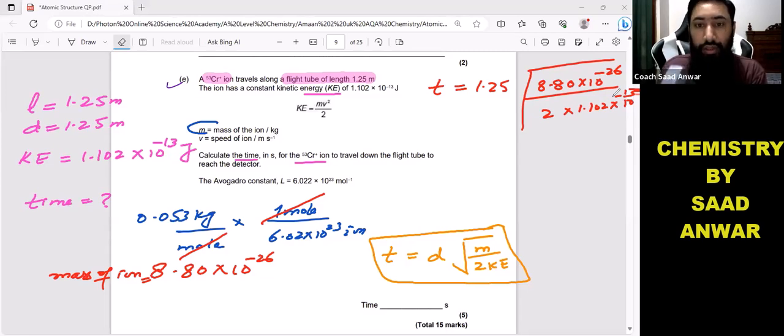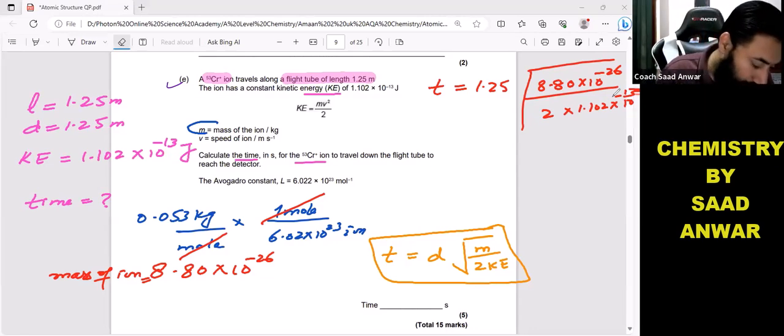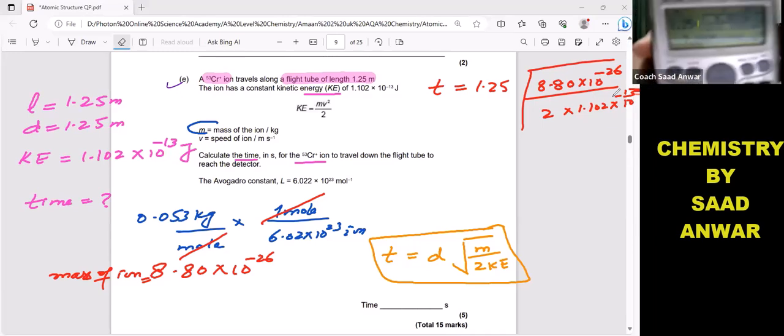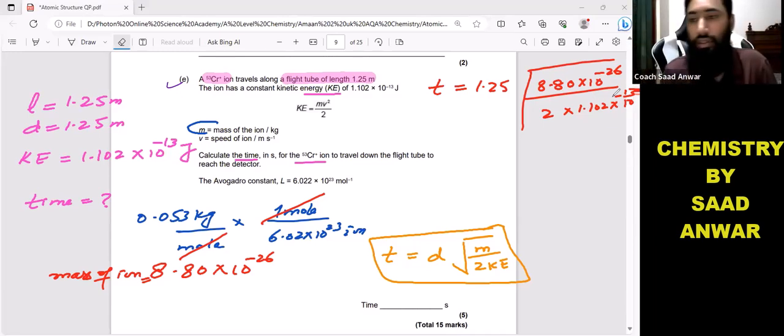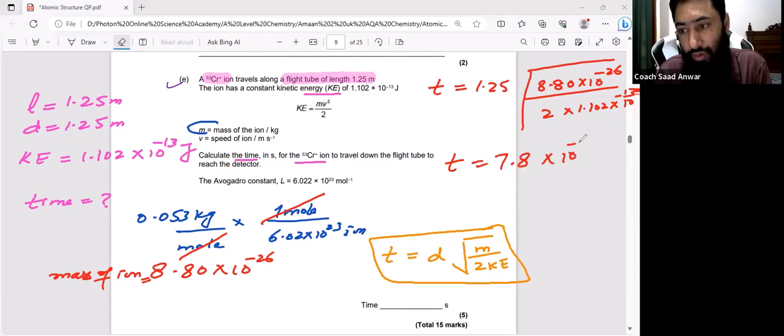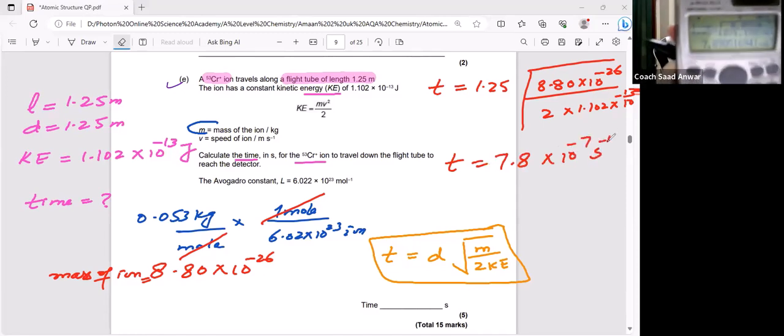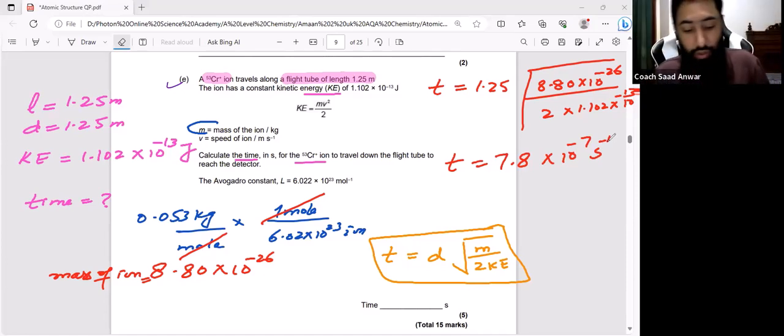And guys, this is the answer. Let me match it with the mark scheme as well. Yes, you can see this is the answer. Let me show you once again. T is equal to 7.8 into 10 raised to power minus 7 seconds. So guys, this is the answer. So this is the question.